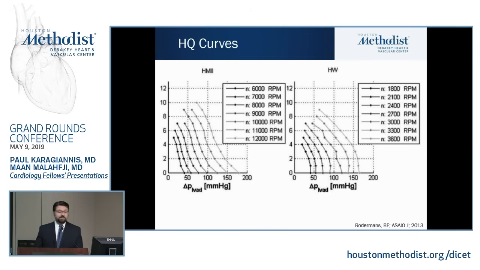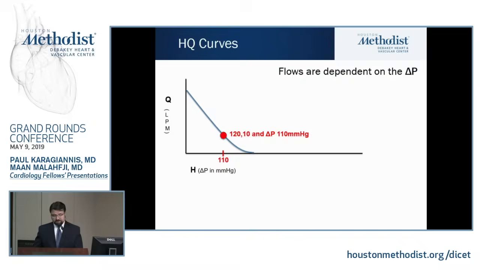These are the HQ curves themselves. This is from a paper from Dr. Rodermans. These are the actual HQ curves, the HeartMate II on the left and the HeartWare on the right. The axial flow pumps tend to have a more linear HQ curve, whereas the centrifugals tend to have a more curvilinear HQ curve, and that again is related to the design of the pump. And again, just to reiterate, here the initial setting is 9,000 RPM. If we bump it up to 10,000 RPM, the flow goes from 2 to 5 liters per minute. So just a redemonstration of that.